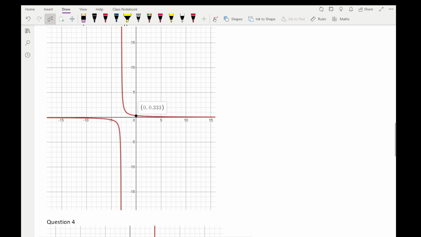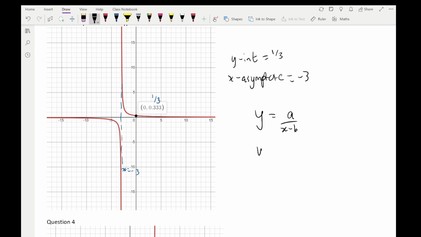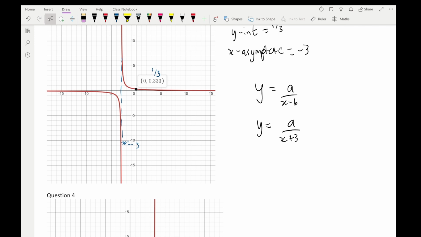It seems like our asymptote might be at -3 here. It's just barely touching that. And our y-intercept here is at 1/3, basically. So y-intercept equals 1/3, x asymptote equals -3. So our equation usually would look like this. It's going to look like a over x plus 3. So because our asymptote is negative, we're going to get a plus in this formula. Just remember it's backwards to what it would usually be.